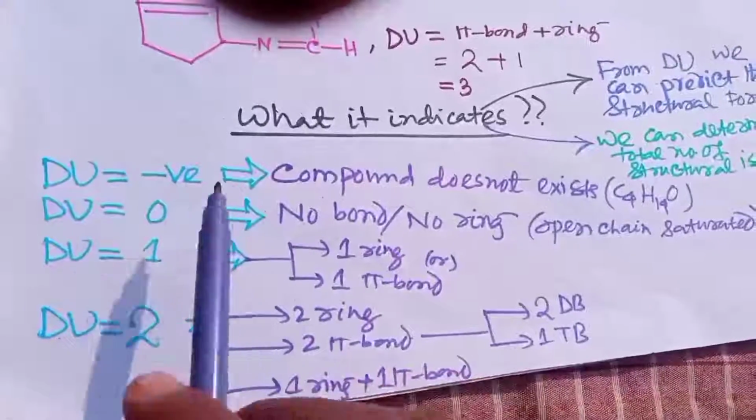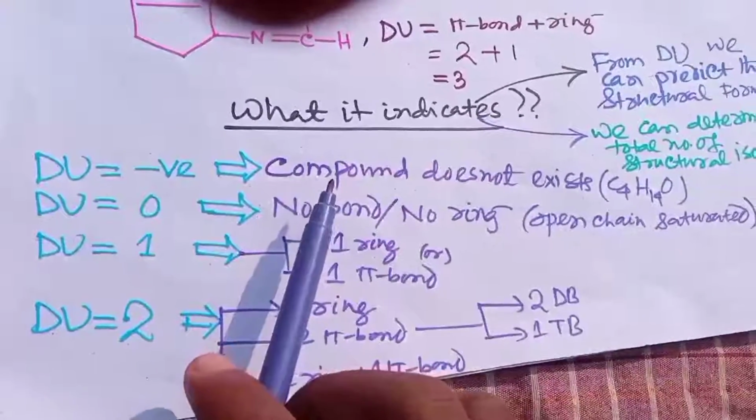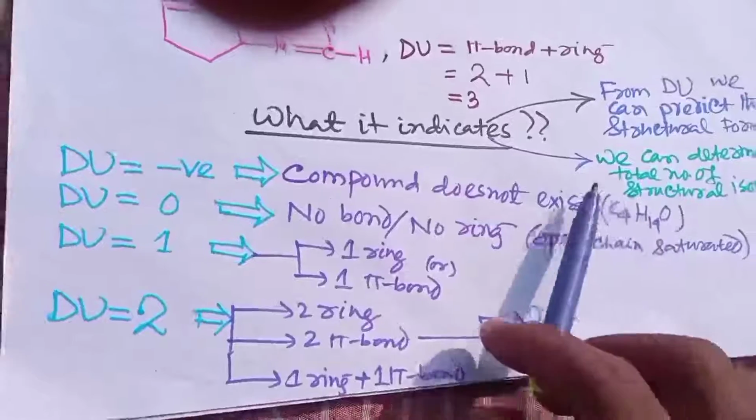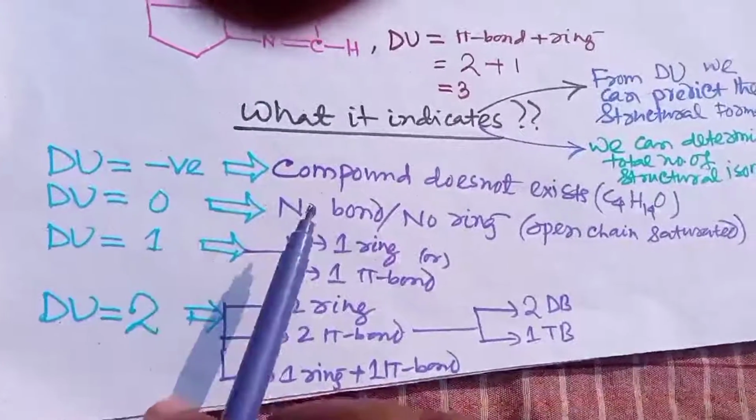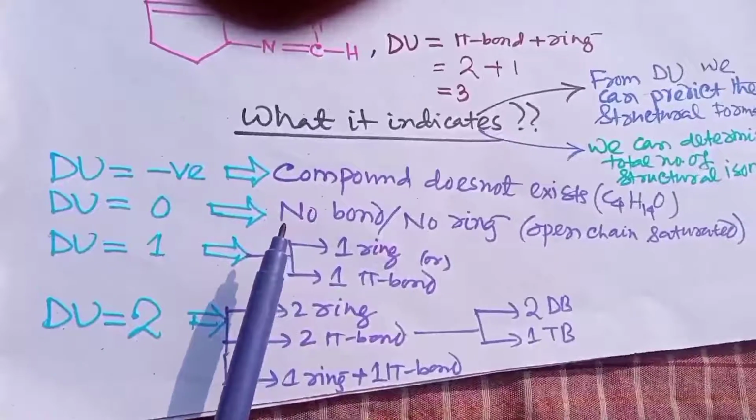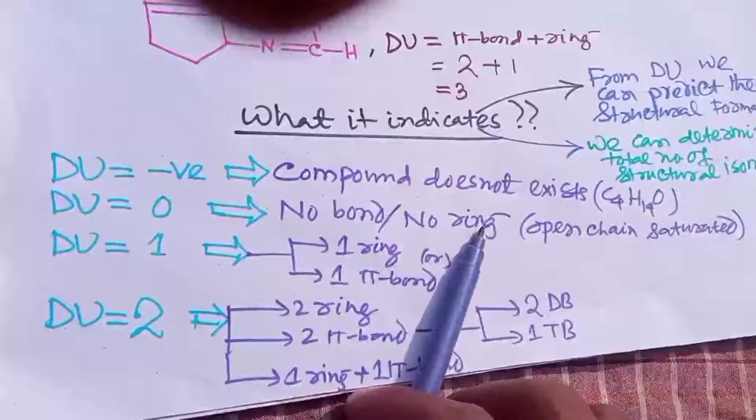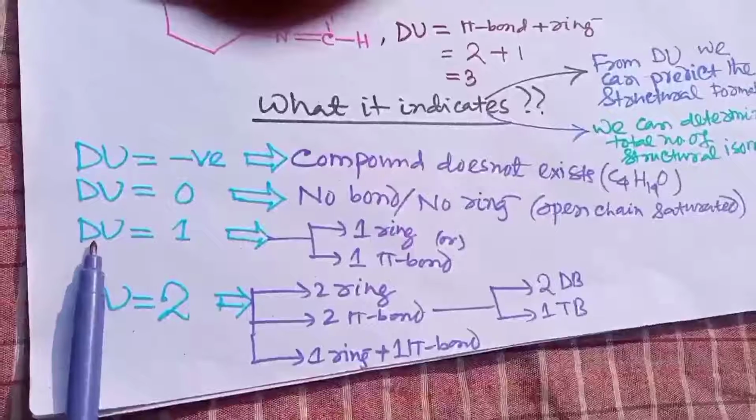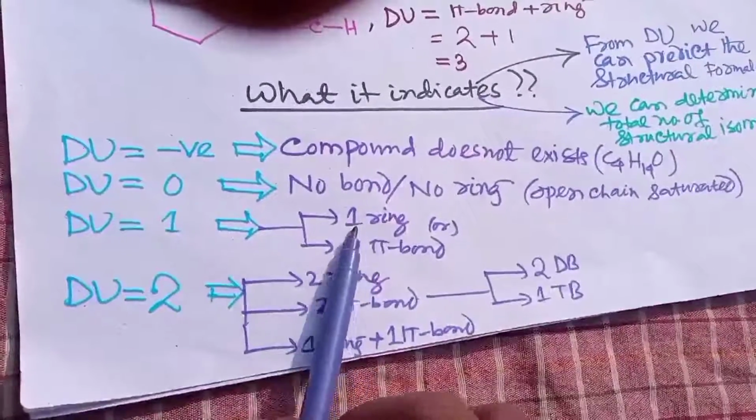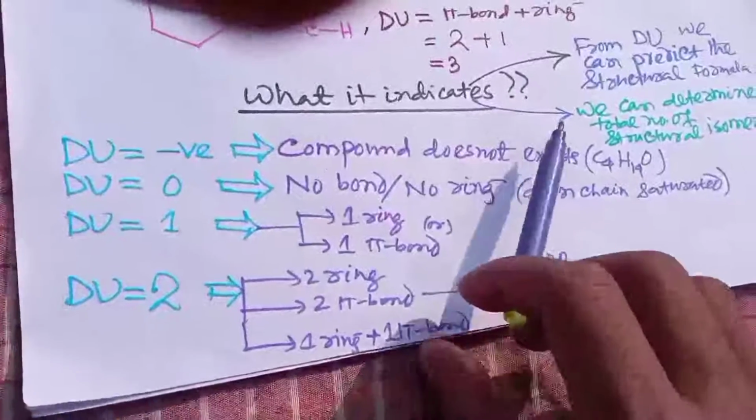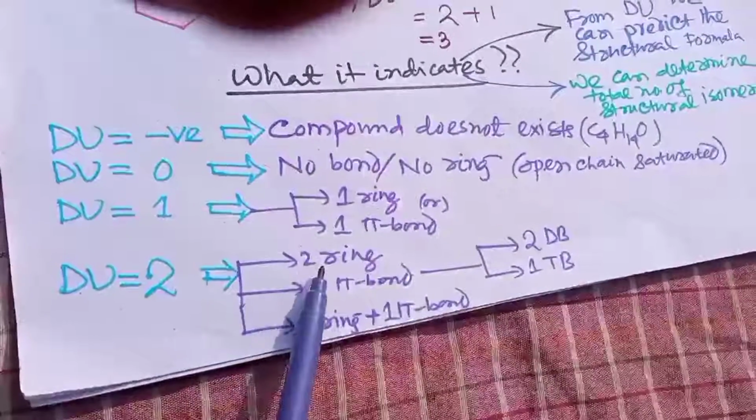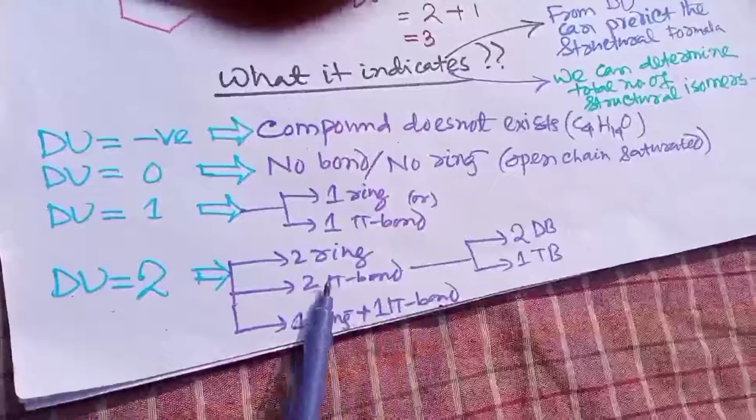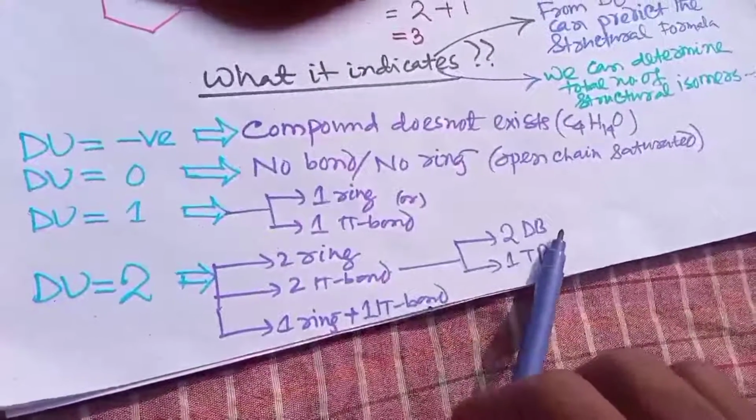If the DU of a given compound is negative, that indicates that the compound does not exist. For example, C4H14O. If the DU of a given compound is 0, that means the compound contains no pi bond or no ring. That means the compound will be a saturated compound. If the compound's DU is 1, that means the compound contains either one ring or one pi bond. If the DU is equal to 2, then the compound contains 2 rings or 2 pi bonds or 1 ring and 1 pi bond. So 2 pi bonds means it can be either 2 double bonds or 1 triple bond.